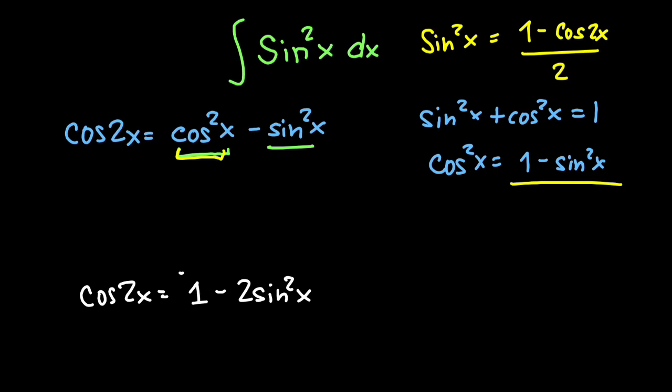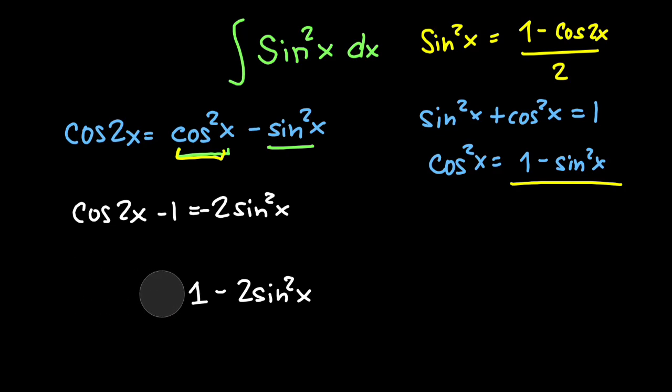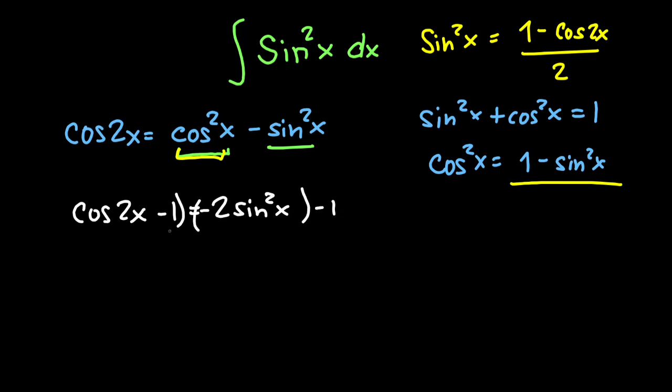So first up, transpose 1 to the other side. This would be cosine 2x minus 1 equal to negative 2 sine squared of x. Since what we want here is only positive, multiply both sides by negative 1. So this would be 2 sine squared of x equal to negative cosine of 2x plus 1.